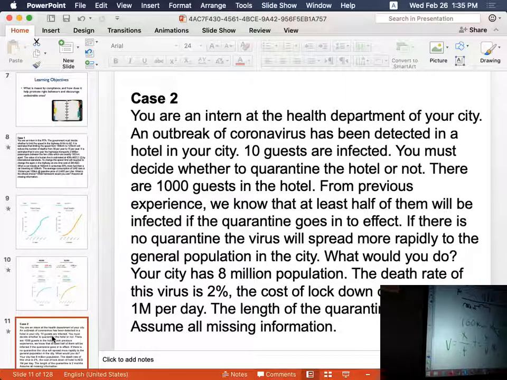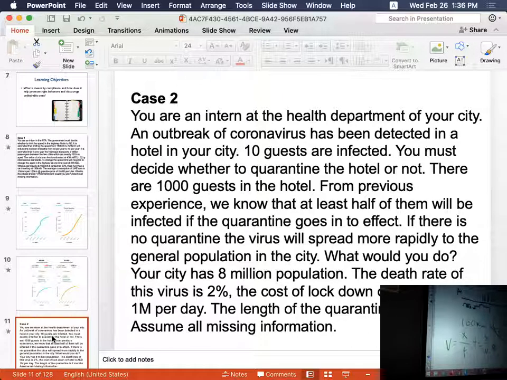You are an intern at the health department of your city. An outbreak of coronavirus has been detected in a hotel in your city. 10 guests are infected. You must decide whether to quarantine the hotel or not. There are 1,000 guests in the hotel. From previous experience, we know that at least half of them will be infected if the quarantine goes into effect. If there is no quarantine, the virus will spread more rapidly to the general population in the city.